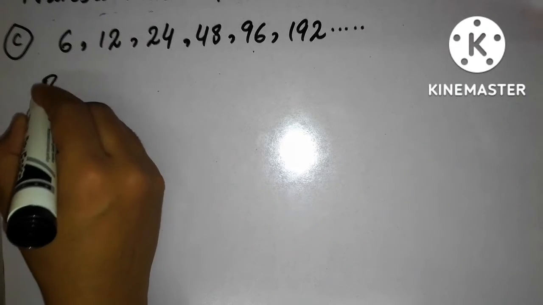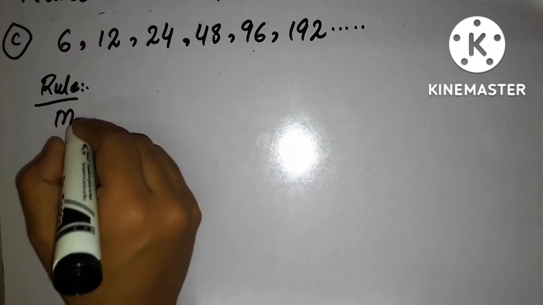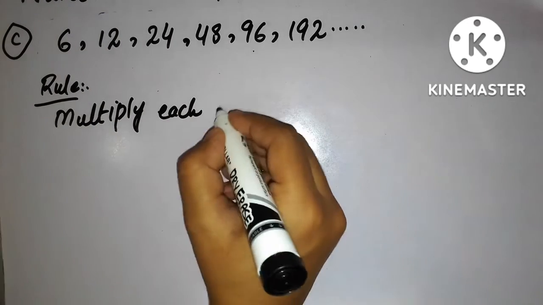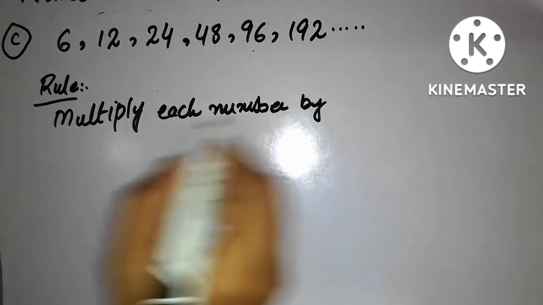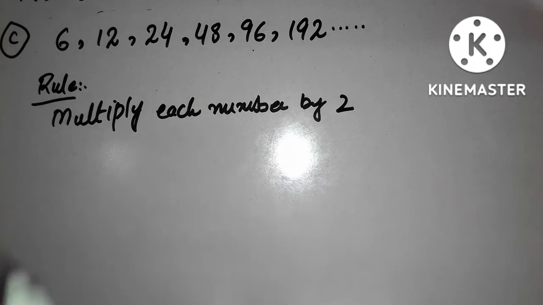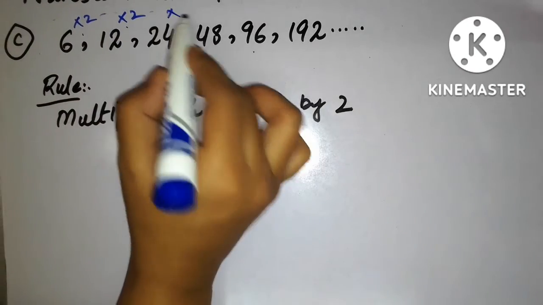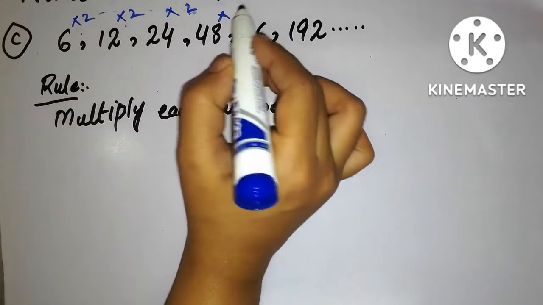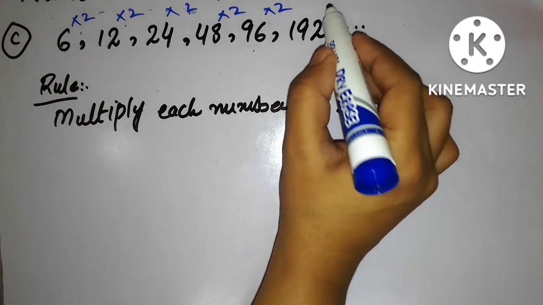It means the rule can be multiply each number by 2. If we multiply 6 by 2, it will be 12, then 24, then 48, then 96, then 192.